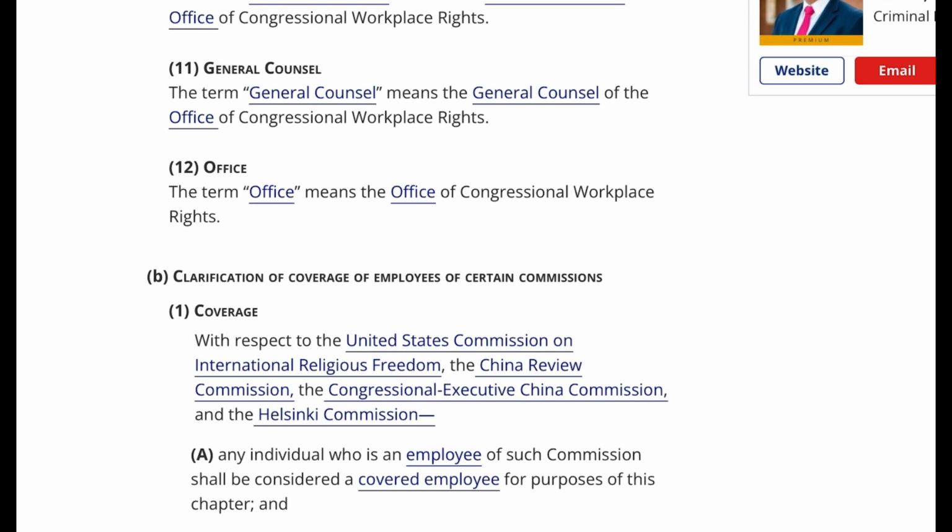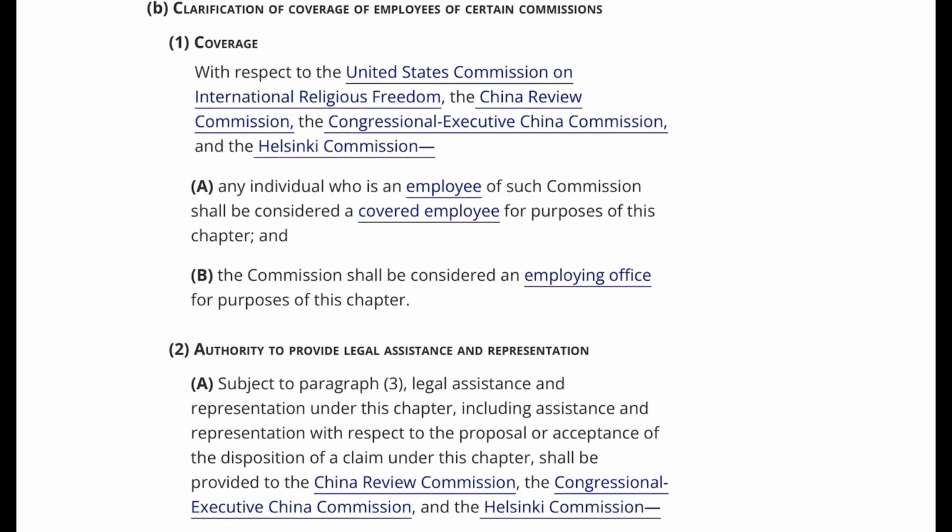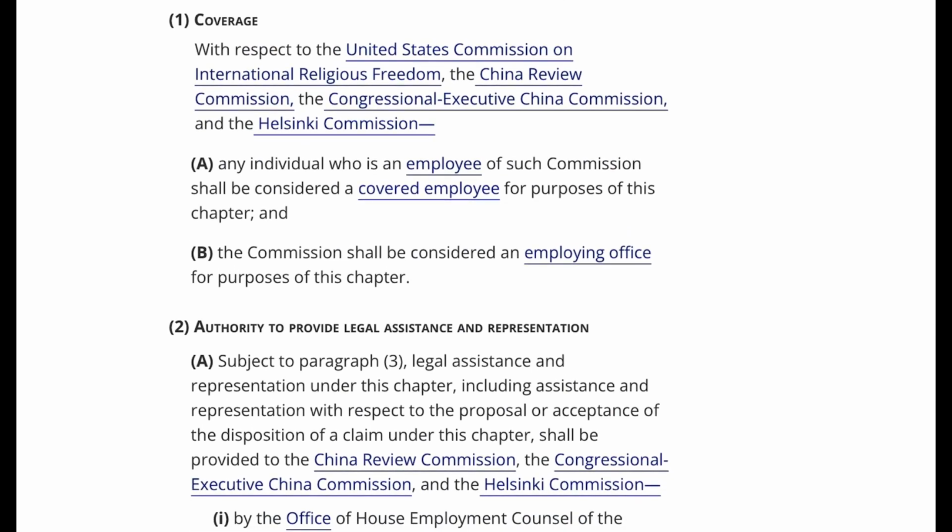1. Coverage with respect to the United States Commission on International Religious Freedom, the China Review Commission, the Congressional Executive China Commission, and the Helsinki Commission. A. Any individual who is an employee of such commission shall be considered a covered employee for purposes of this chapter, and B. The commission shall be considered an employee in office for purposes of this chapter. 2. Authority to provide legal assistance and representation.